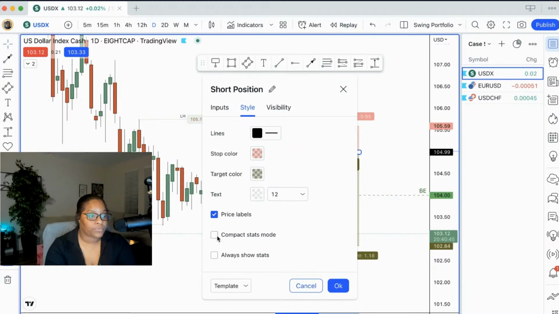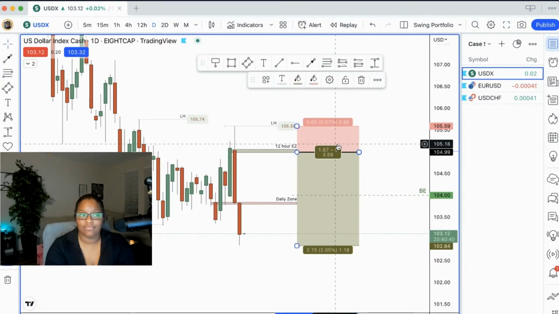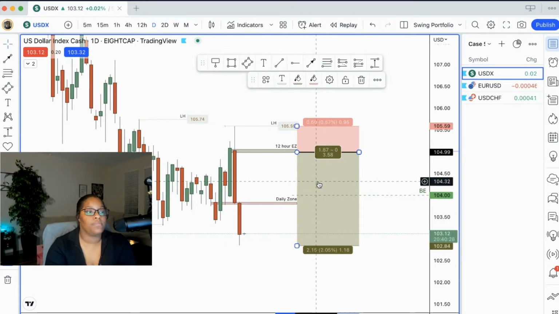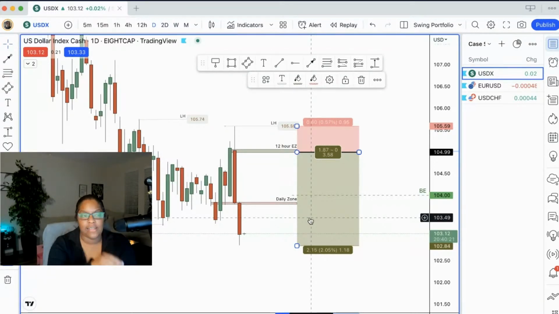You can come here, click on compact stats mode, and then voila, it literally decreases the numbers that you see. So if you see here, these are your numbers in pips again. It is 60, and then this is 215. Actually, this is 6 cents, and this is $2.15 because I'm on an indice. But it also reads the same way when you look at your foreign currencies.